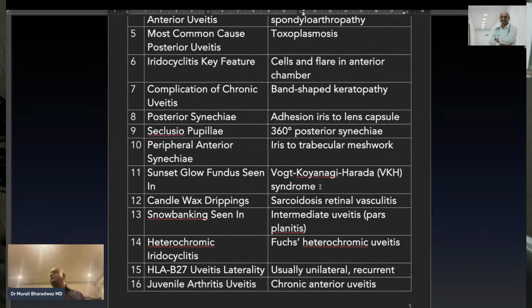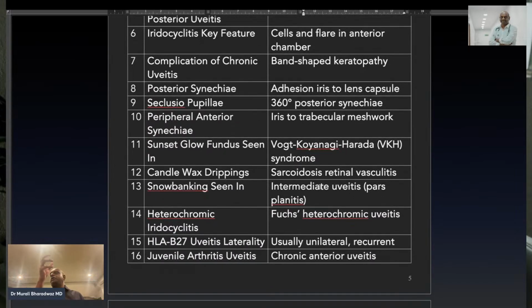In chronic uveitis, there is a band shaped keratopathy in the cornea. Band shaped keratopathy is a complication of chronic uveitis.